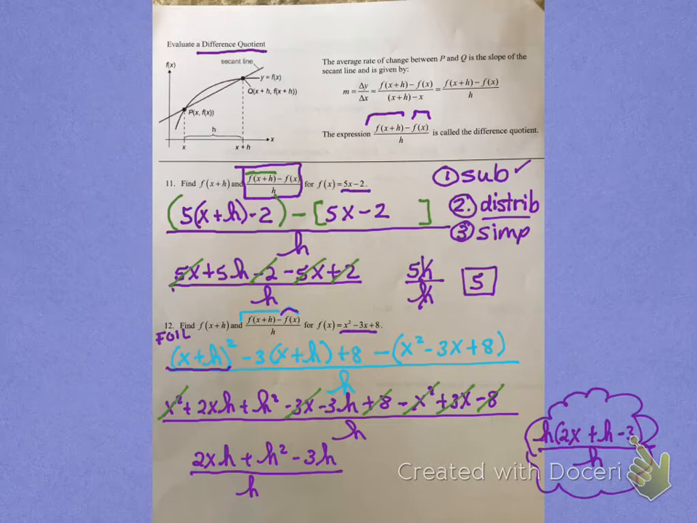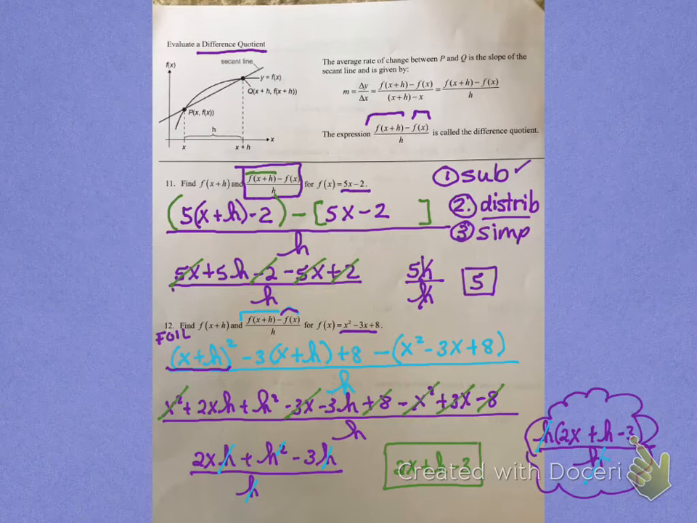So when I look at it, this is going to cancel. That cancels, and this cancels. Or over here, h divided by h. That leaves us with a solution of 2x plus h minus 3. Order really doesn't matter on that. You just have to get all three terms. And that is the first part.